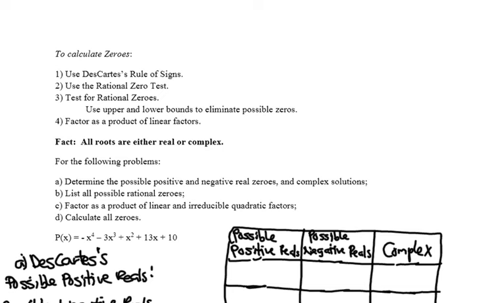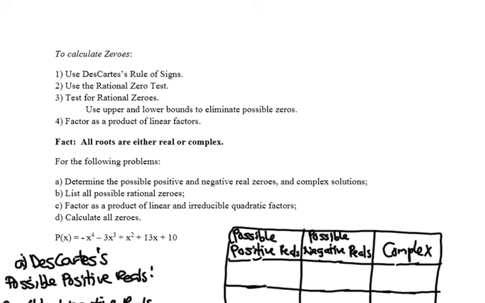In this video, we're going to continue our discussion on calculating zeros of polynomial functions. To calculate zeros, we're going to use Descartes' rule of signs. We're going to use the rational zero test. We're going to test these rational zeros. And we're going to use the fact of upper and lower bounds to eliminate possible zeros. And we're going to factor as a product of linear and irreducible quadratic factors. So for the following problems, we're going to be doing these four things.